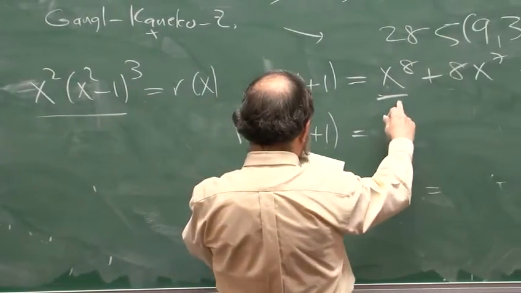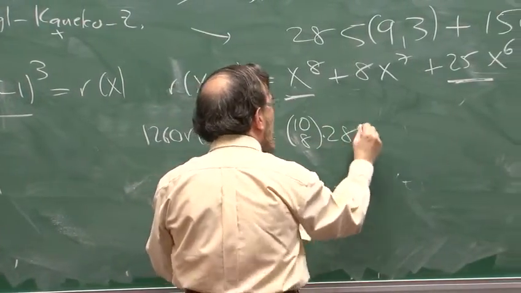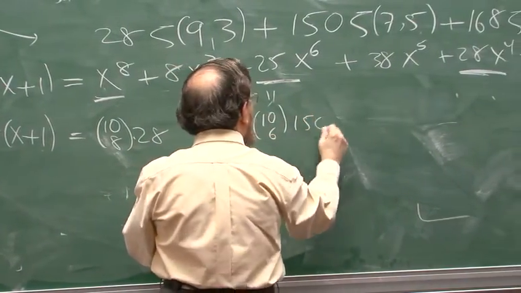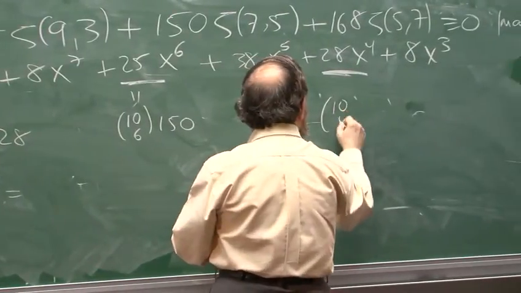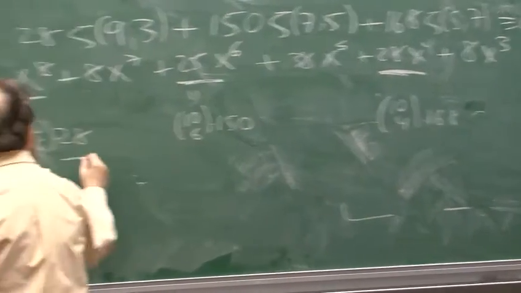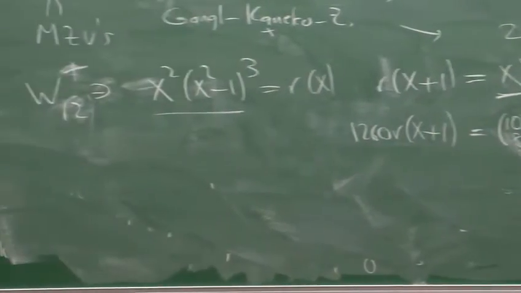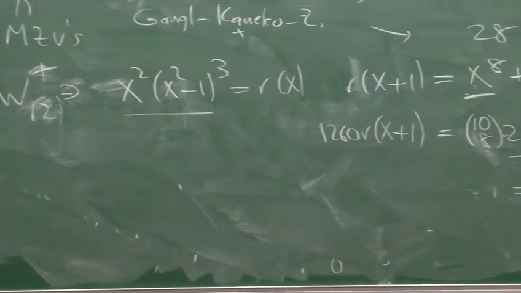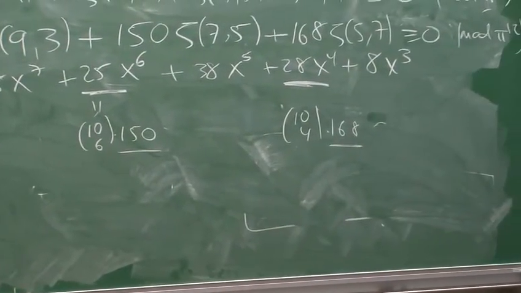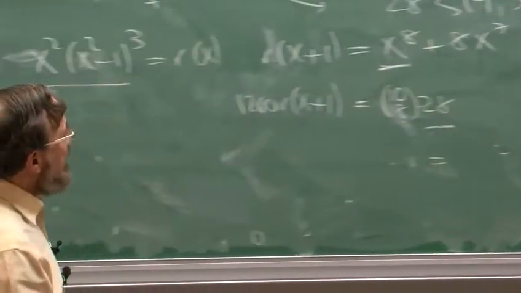Then you see a coefficient here, which is 1260, which just happens to be binomial coefficient 10 over 8 times 28. And this one just happens to be 10 over 6 times 150. And this one is 10 over 4. So these coefficients, if I divide them by the corresponding binomial coefficients, then you see the 28, 150, and 168. And this works, of course, in every weight. So in other words, there's a direct relation between the mysterious rational linear combinations, rational relations among multiple zeta values and modular forms. You see it very clearly and in a very nice way on this level.